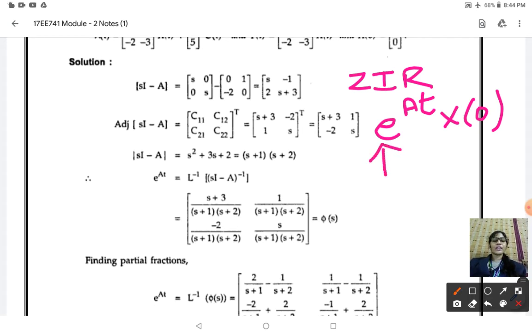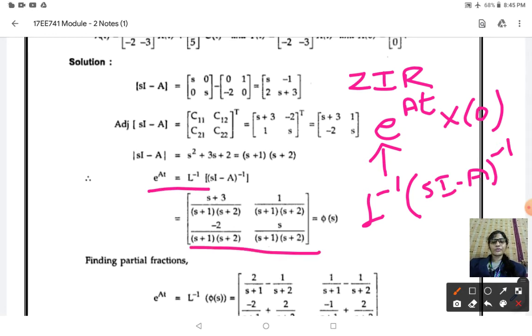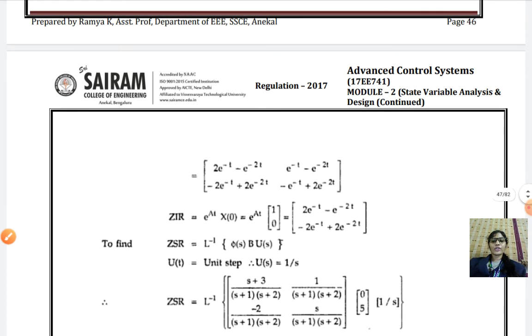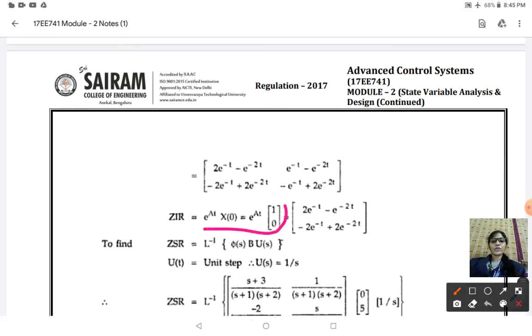And e power at can be identified by any one of the methods like the Laplace transformation method, Cayley-Hamilton method, power series method, or similarity transformation method. In this case we can use the Laplace transformation, so I will get Laplace inverse of (sI minus A) inverse. After substituting, you will get e to the power of at as so on. So it is your phi of s term, and e power at is Laplace inverse of (sI minus A) inverse. When doing so, you get the zero input response as e power at into x of 0, that is the initial condition. You are getting this matrix.